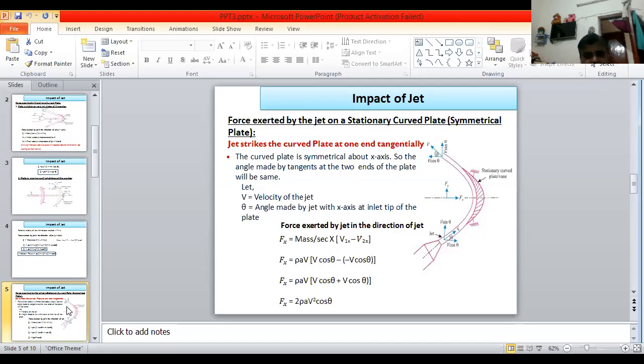Now force exerted by jet in the direction of jet, that means Fx is equal to mass per second into v1x minus v2x. That means velocity at point 1 minus velocity at point 2. That means Fx is equal to rho a v into initial velocity is v cos theta minus final velocity is minus of v cos theta. That means Fx is equal to rho a v in bracket v cos theta plus v cos theta. That means Fx is equal to twice of rho a v square cos theta.